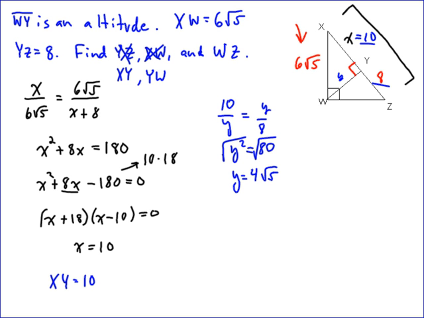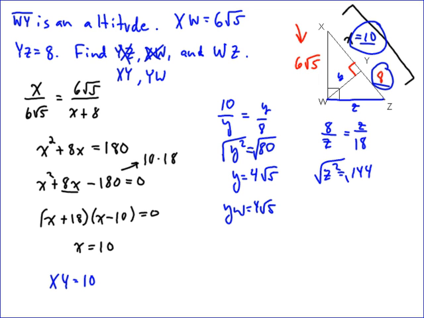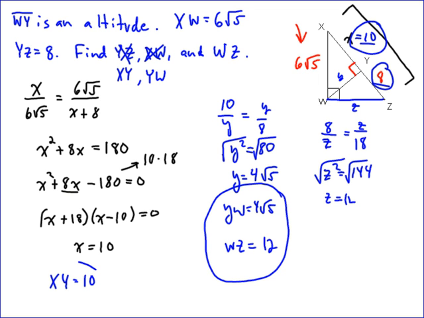So now we know that YW is 4 root 5, and then the last one to find is WZ, which you can either use the Pythagorean theorem, or you can know that WZ is a geometric mean of, we'll call it Z just for help, geometric mean of 8 and 18. And so 8 over Z equals Z over the whole length, which is 10 plus 8, so 18, the whole hypotenuse. So that's going to give you Z squared equals 144. Take the square root of both sides, and you get Z equals 12, and that is WZ. So you get WZ is 12, WY is 4 root 5, and XY is 10.